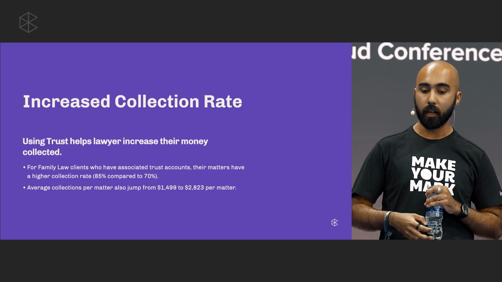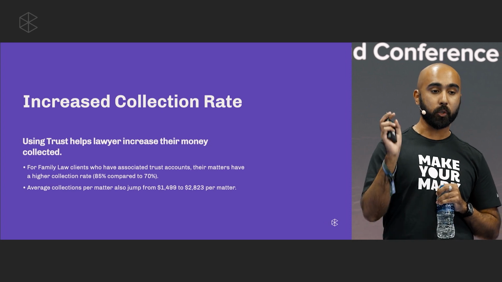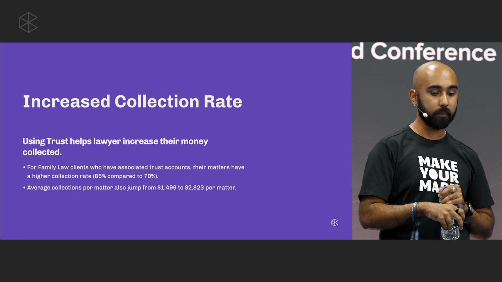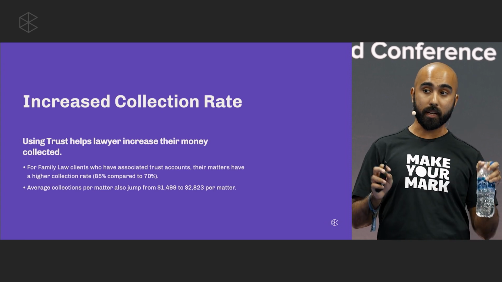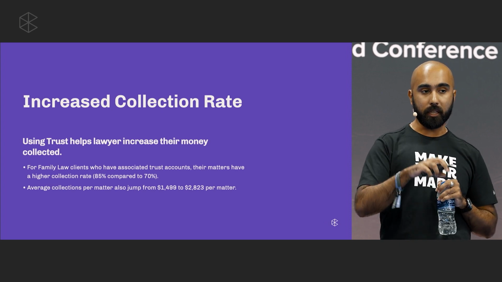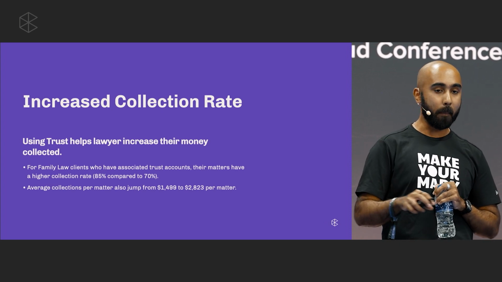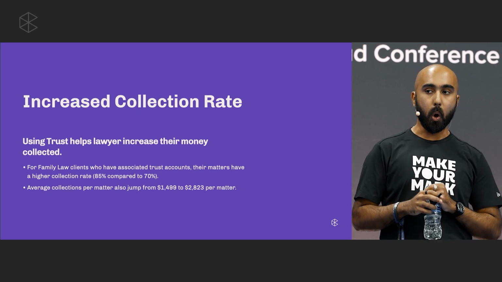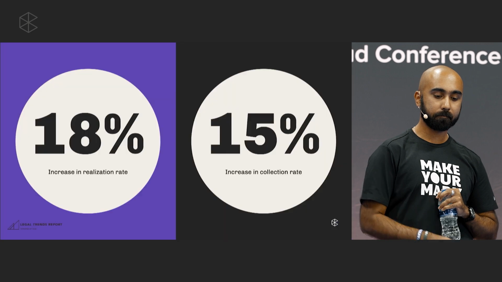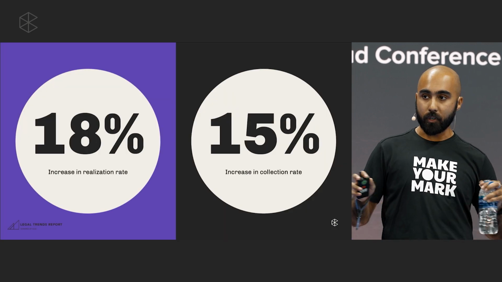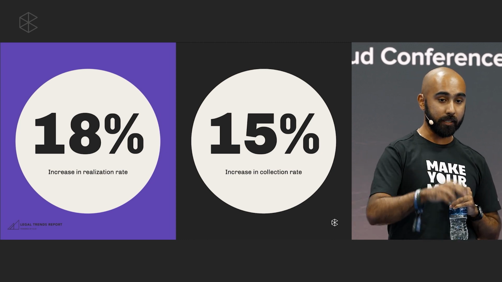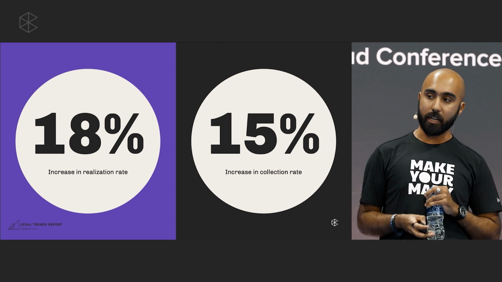Additionally, in that same study, we saw that for clients who had trust accounts, when it came to their collection rate, we saw a 15% increase. And when comparing matters with trust accounts to those without, the average collections per matter jumped from about $1,400 to about $2,800. That's about double. So, if we're talking about the importance of trust requests in general, you're looking at an 18% increase in your realization rate and a 50% increase in your collection rate.